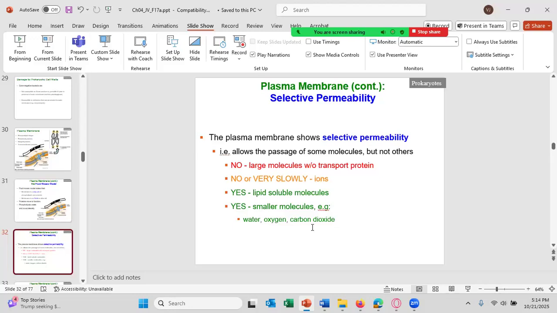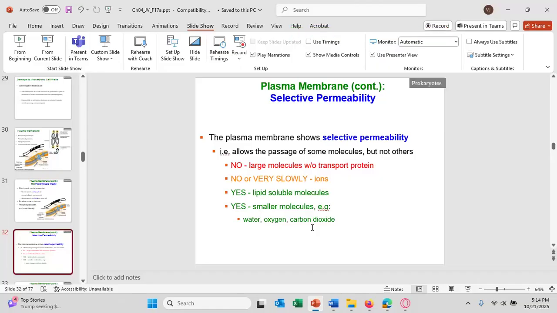Oxygen can diffuse into the cell because oxygen is usually lower in concentration inside the cell than outside the cell. And then carbon dioxide diffuses out of the cell across the cell membrane because carbon dioxide is higher in concentration inside the cell than outside the cell.